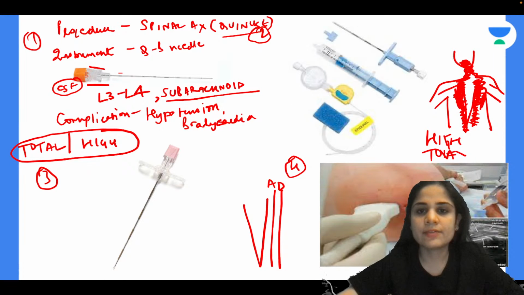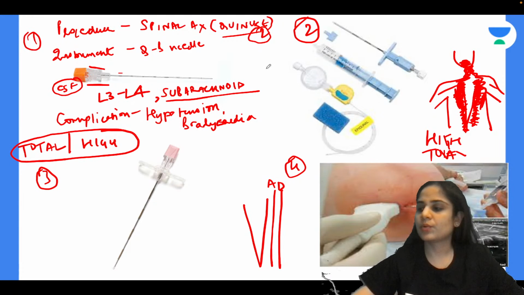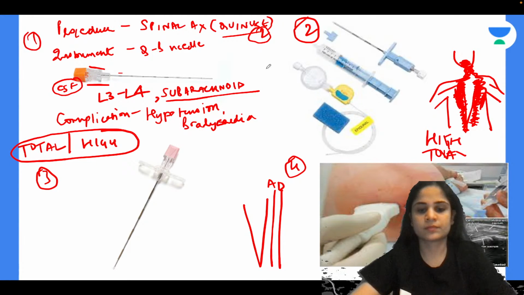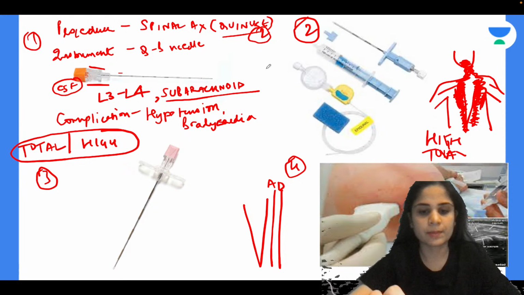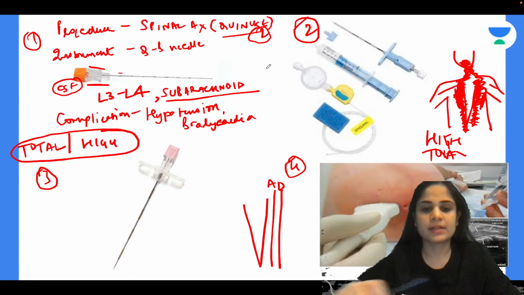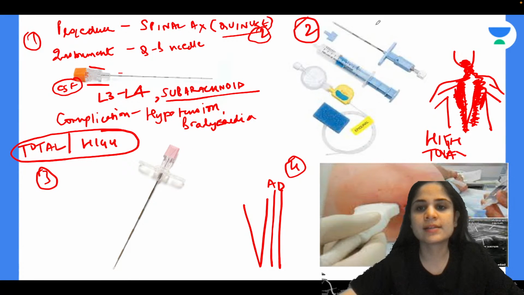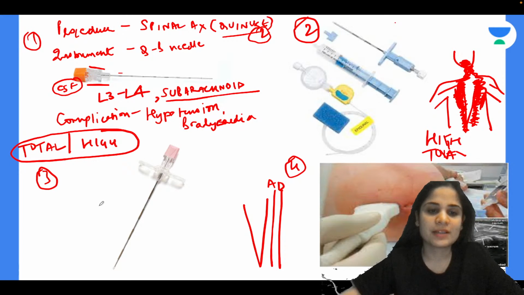Alright, so identify picture number 2 over here and tell me what this is called. 2 and 3 are similar, so I want you all to identify 2 and 3 for me. Very good, Swapnil. Excellent. So Swapnil is saying that 2 and 3 are not an anesthesia kit, but 3 is an epidural needle.